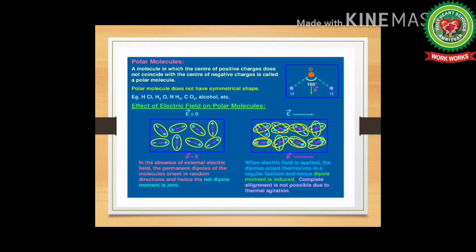Polar molecules do not have a symmetrical shape. This is a property of polar molecules. Now what happens when we place them in the electric field and when they are not in the electric field? First, when the electric field is zero, the electrons and the positive charge are moving around here and there, but there is a distance between them, that means there is some dipole moment. But since they have zero electric field from outside, the net dipole moment will also be zero. And when we place them in the electric field, they start aligning themselves, and hence the dipole moment is induced.